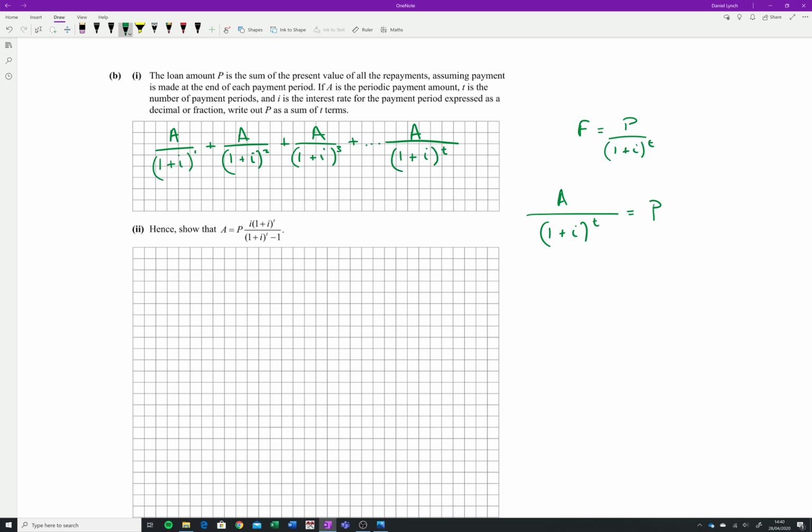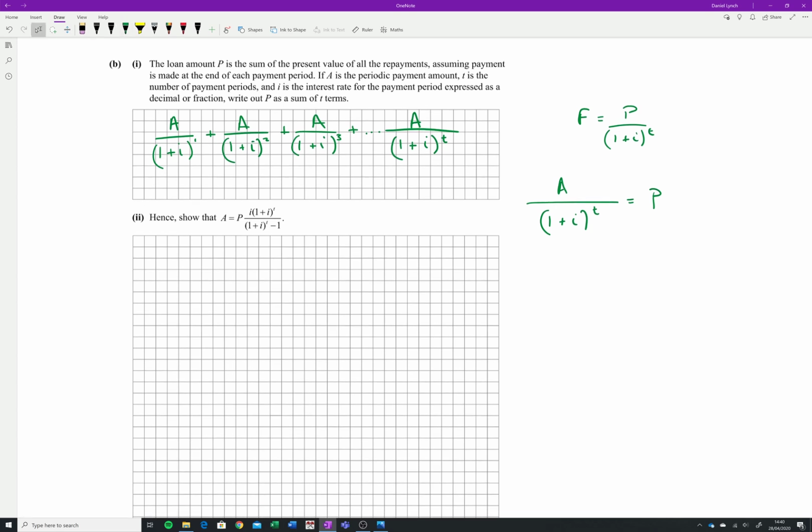Okay, hence show that this thing is true. So we're just going to use the same formula again. Sn is equal to A times 1 minus r to the n over 1 minus r. So in this case, again, we're going to have to say what's A. A is capital A over 1 plus I, and r is equal to 1 over 1 plus I.